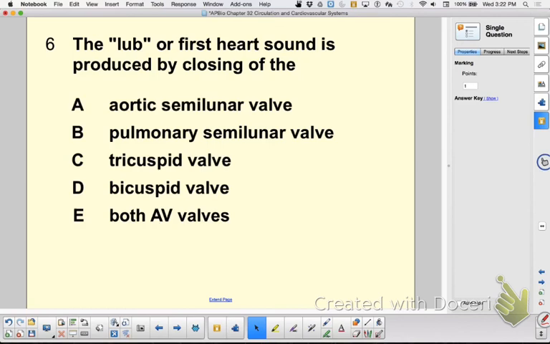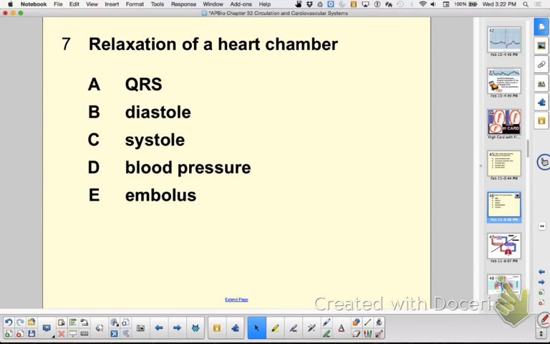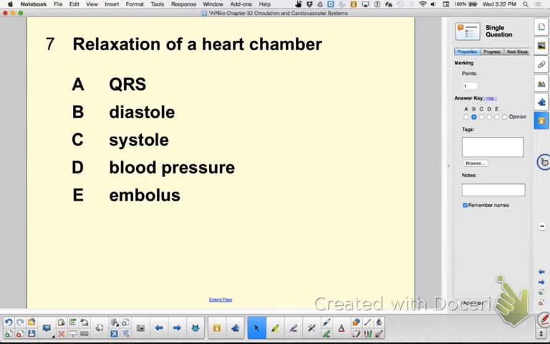Okay, Keith, you want to get the sign up? How'd you know that? Relaxation of a heart chamber. Oh, B. Diastole. Yeah, that's right. Okay, B hasn't been used there in a while.